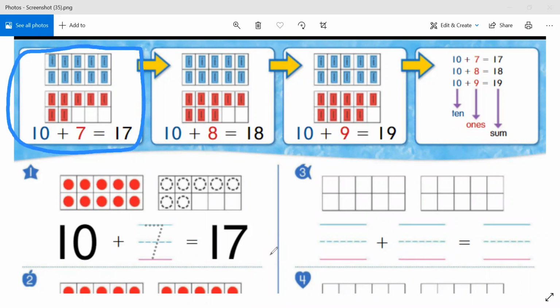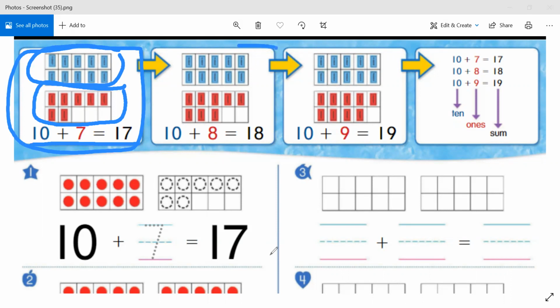All right, Yasmin ordered 17 tickets for a carnival. She already had 10 tickets. How could she find out how many more tickets she needs? Well, she could think of a 10 on one 10 frame. So we have this one 10 frame, right? And then she can show 7 on the other 10 frame. So here's the next 10 frame. 10 plus 7 equals 17.